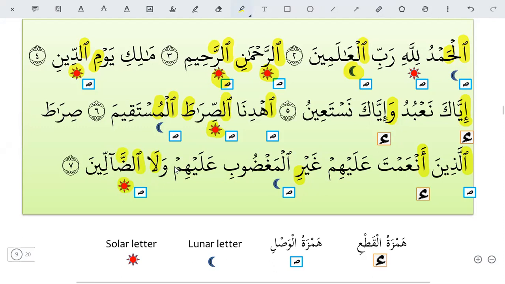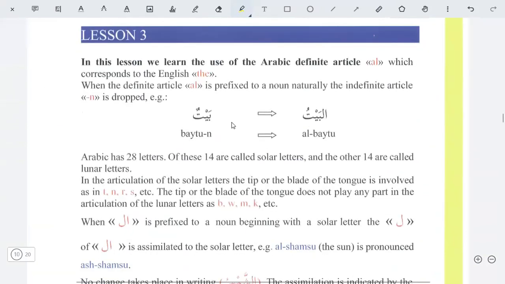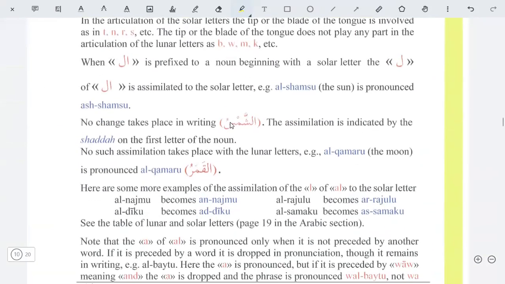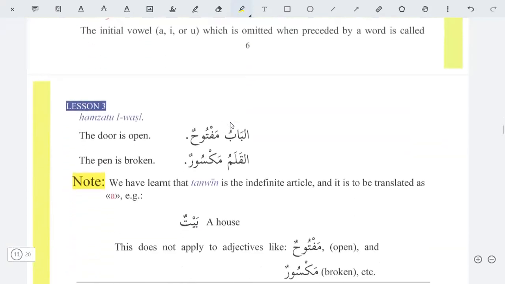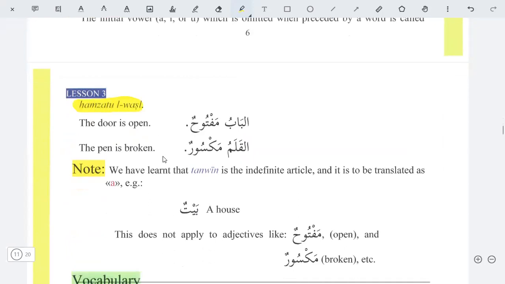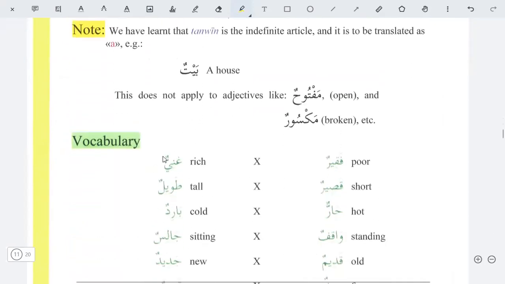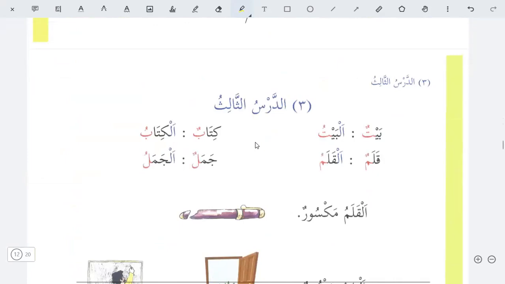So this is how we have to pronounce the alif lam, and Huruf Shamsiyya, Huruf Qamariyya, and Hamzatul Qat' and Hamzatul Wasl. And this is all the same things that we have learned today. And tomorrow we will learn more about this lesson. Lesson number 3.